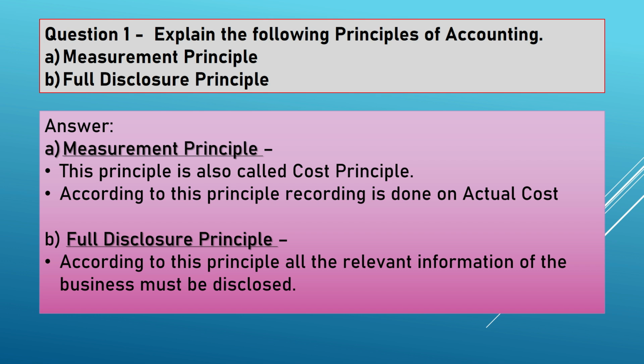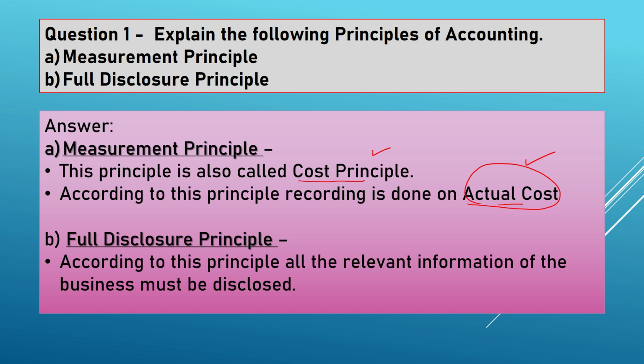Measurement principle is also called cost principle. So this is one point, okay. The second is that what happens in this principle. According to this principle, the recording is done on the actual cost. So these are the 2 main points that if you can write them, it will be enough. It is based upon the actual cost, that is, when you make the recording of the transactions, you will always use the actual cost, and this is also called the cost principle.